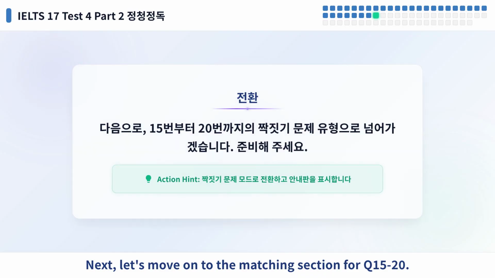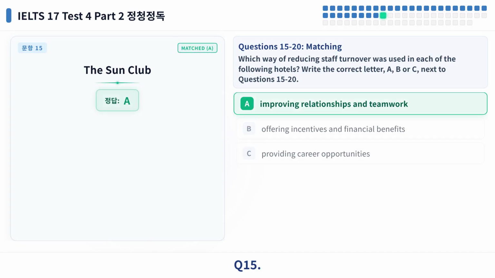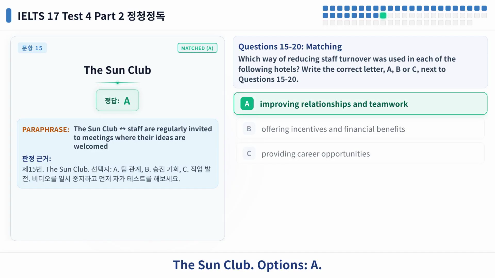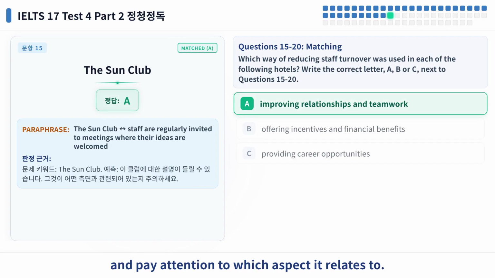Next, let's move on to the matching section for Q15 to 20. Q15, the Sun Club. Options: A, team relationships, B, promotion opportunities, C, career development. Please pause the video and try it yourself first. Keywords: the Sun Club. Expect to hear a description of this club and pay attention to which aspect it relates to.